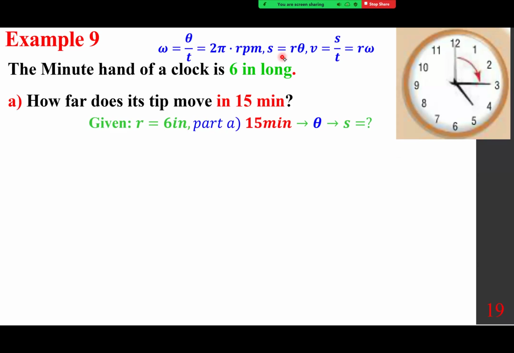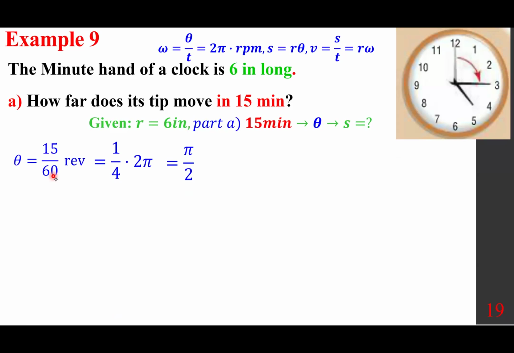So 15 minutes, if the whole revolution is 60 minutes, so we are talking about 15 over 60 is the number of revolutions, or 1/4 times 2 pi, or pi over 2 radians. So 1/4 of a revolution. This revolution means 2 pi. Okay, everybody? And therefore, we have pi over 2 radians.